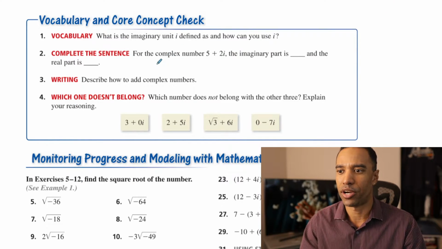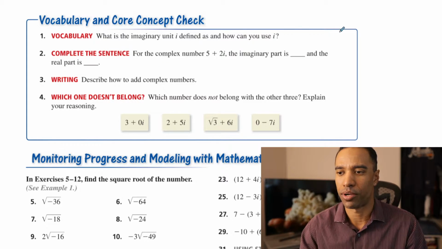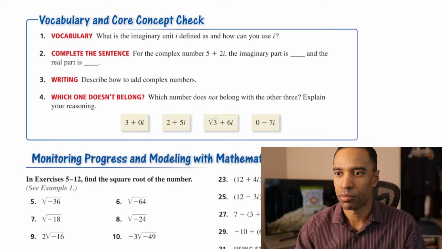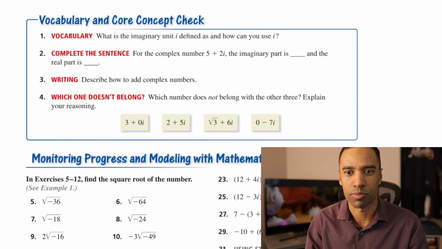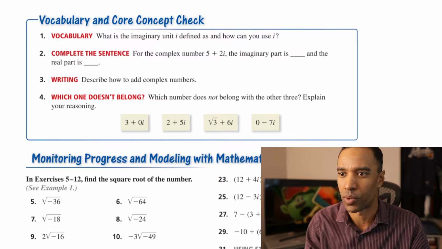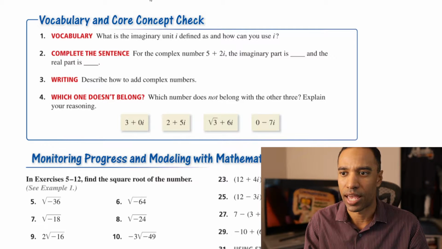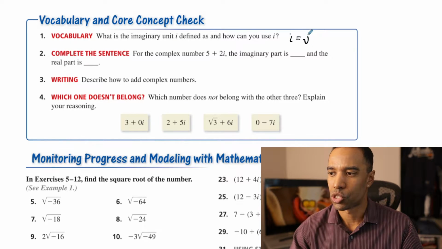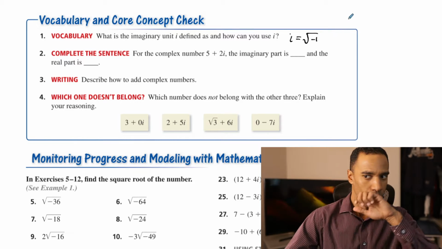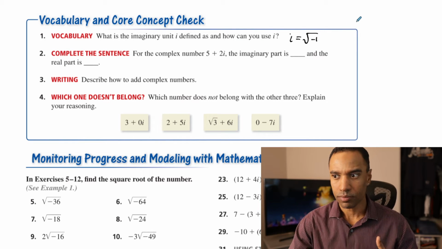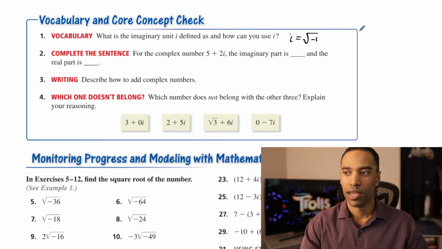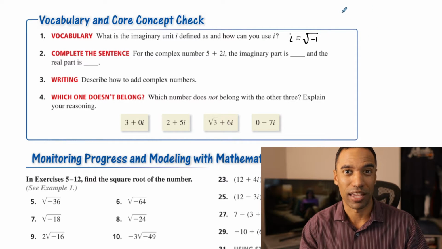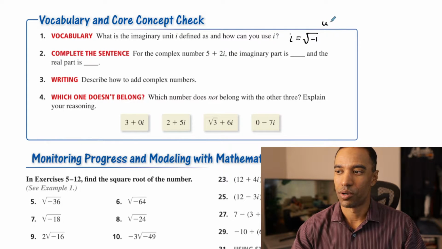What is the imaginary unit i defined as, and how can you use i? i represents the square root of negative 1. That's what it's defined as. How can you use i? It's used to take square roots of negatives.